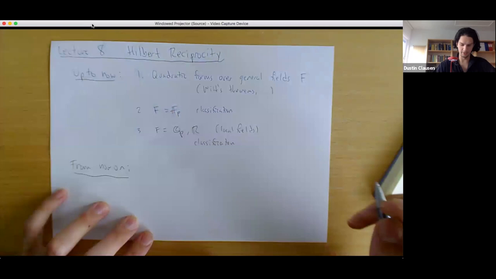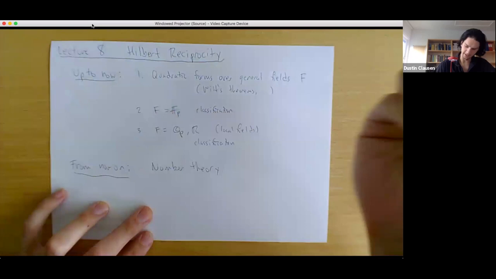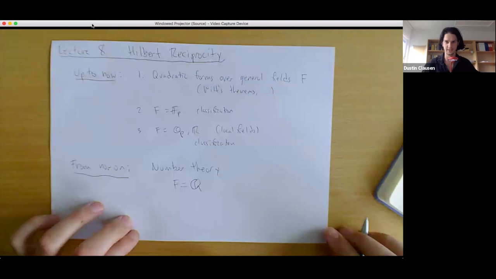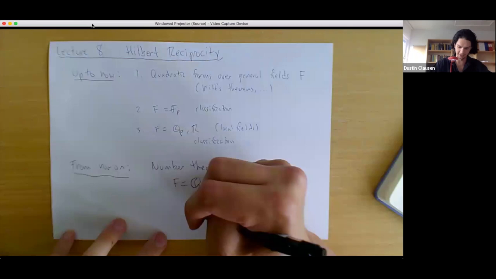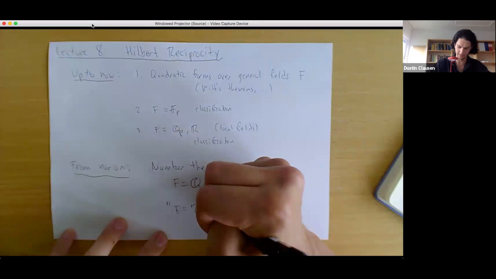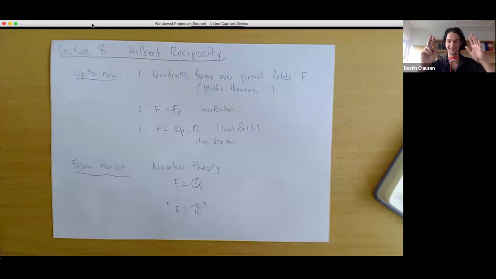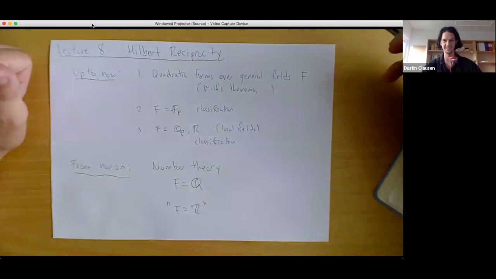Well, broadly speaking, from now on, we'll be doing number theory. And the simplest way of saying what that means is, more or less, our main object of interest, our field of interest, is going to be the rational numbers. And we want to explore the features that arise when you take the rational numbers. And in fact, later on in my lectures, we won't take the rational numbers anymore. We'll get even more basic, so to speak. We will take the non-field, it's not a field, right? But we'll be looking at quadratic forms over the integers instead. And then there are some quite interesting phenomena that arise, which distinguish it greatly from the case of the rational numbers.